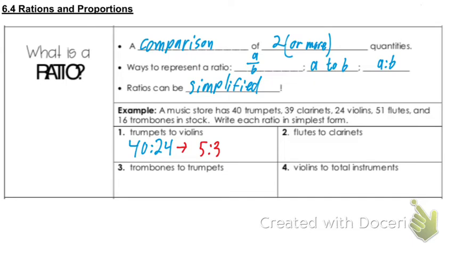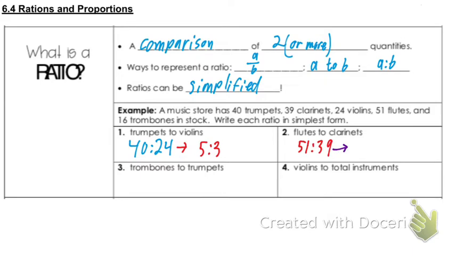Flutes to clarinets. Can somebody tell me what I would write for this one? Raise your hand if you can tell me what I would write for flutes to clarinets. Okay. Let's go with Gregory this time. 51 to 39. I agree. We would do 51 flutes to 39 clarinets. Now you'd say, okay, well, can we simplify this one at all? Three goes into both.